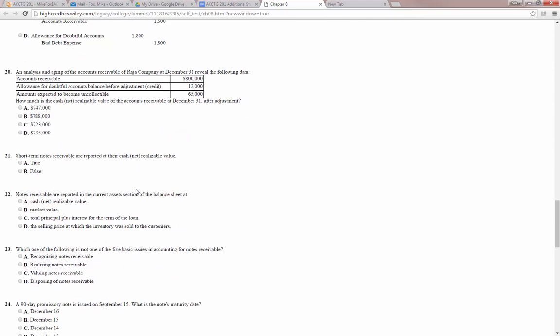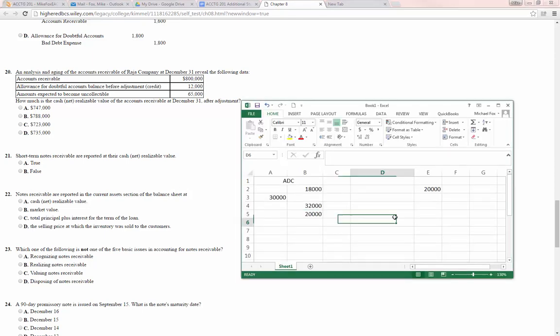Number 20, an analysis and aging of the accounts receivable of Raja Company at December 31st reveals the following data. Accounts receivable $800,000, allowance for doubtful accounts $12,000, amount expected to become uncollectible $65,000. How much is the cash or net realizable value of the accounts receivable at December 31st after the adjustment? All right, so we'll figure out the amount of the adjustment first.